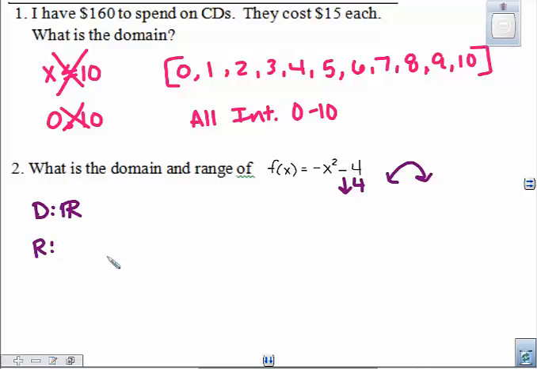Your range, though, is affected by this vertical shift. Instead of being at the x-axis, we're down at -4. So this value here is at -4. And it is opening down. So range is your lowest value, so this would be -∞, to your highest value, which is -4. Parentheses, always with infinity and -∞. You can't equal infinity. If there is a value at -4, which there is, you use a bracket.